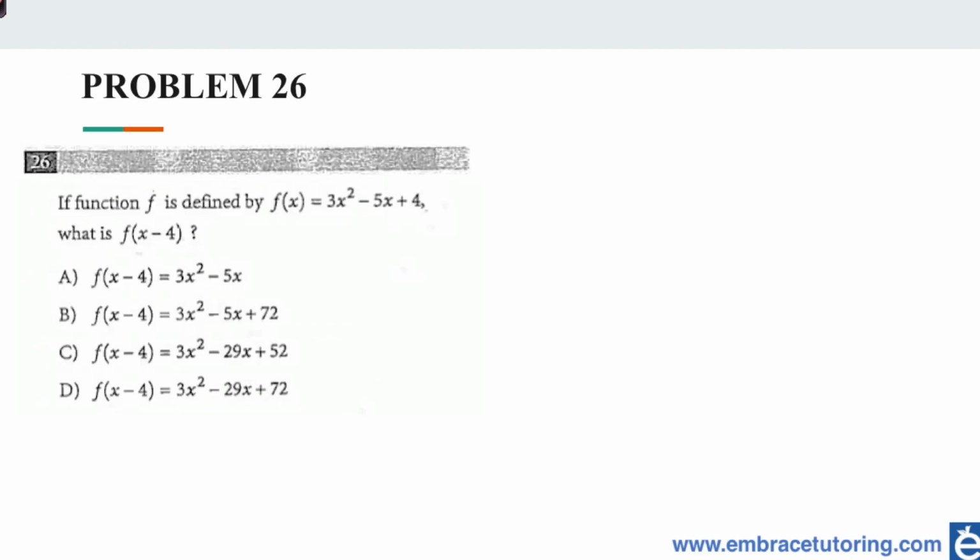Problem 26 states, if function f is defined by f of x equals 3x squared minus 5x plus 4, what is f of x minus 4? What I want to understand is that I simply want to take the function they give me, f of x equals 3x squared minus 5x plus 4, and instead plug in my x minus 4. Remember that whenever you're doing functions and substitutions, if I plug in x minus 4 here, I have to plug it in wherever else I have an x.